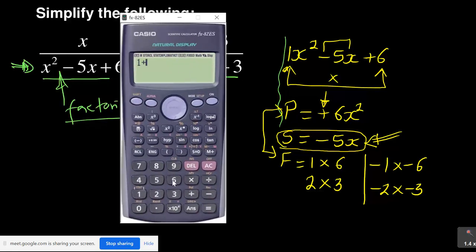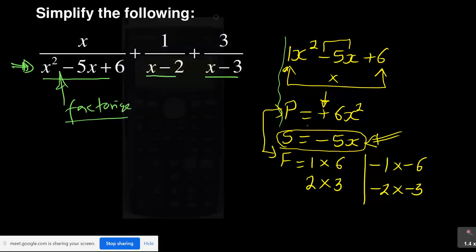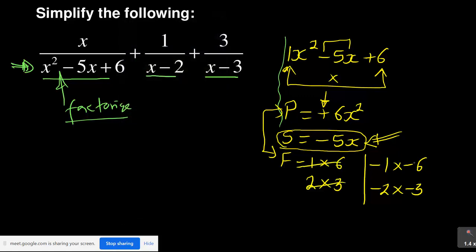The first one is 1 plus 6. It's not giving me a negative 5. The second one is 2 plus 3. It can't give me that. We use the next one, minus 1 plus minus 6, again it's giving me a negative 7, and minus 2 plus minus 3, it's giving me a negative 5. That's what I want. So which means these are all out except these two numbers, which when I write them properly, because it's in terms of x, it will be minus 2x and minus 3x.